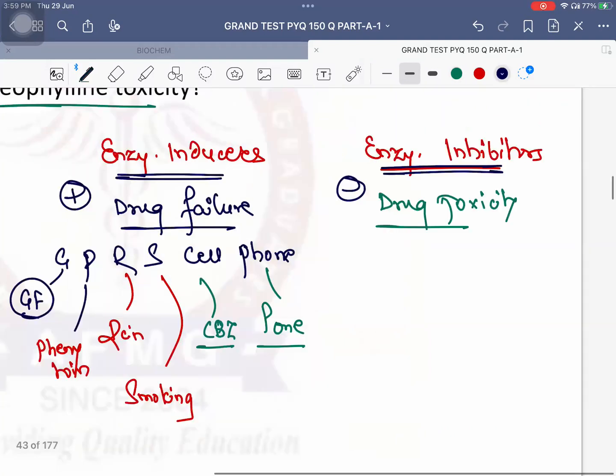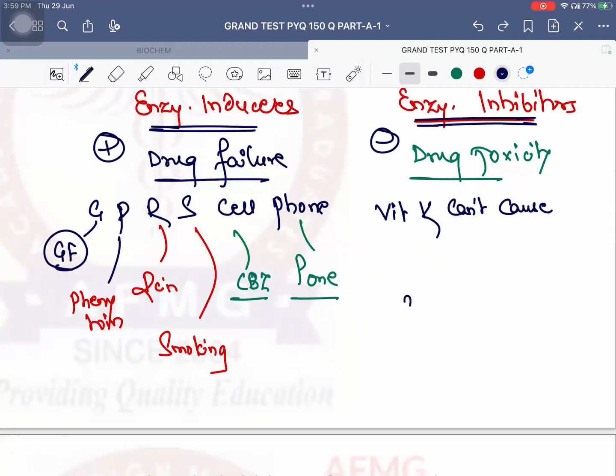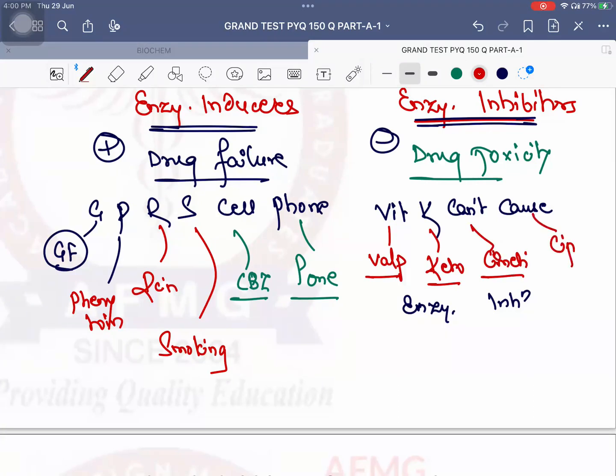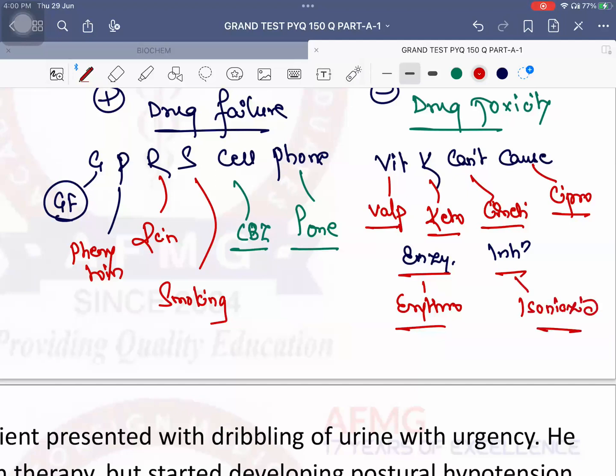Enzyme inhibitors are remembered with the mnemonic: Vitamin K can't cause enzyme inhibition. Vitamin stands for valproate. K stands for ketoconazole. Can't stands for cimetidine. Cause stands for ciprofloxacin. Enzyme stands for erythromycin, and inhibition stands for isoniazid. Got it? No problem till here.